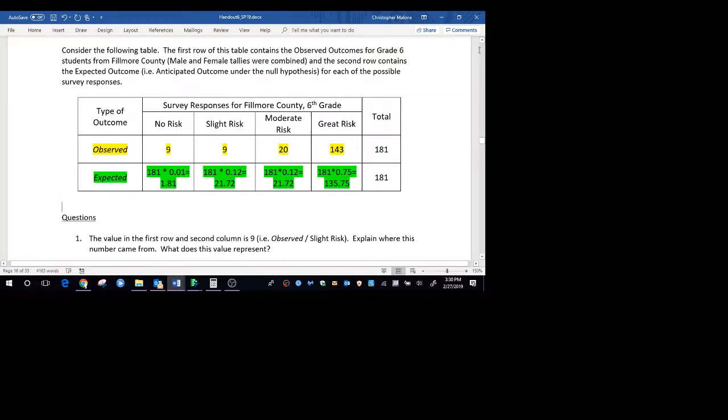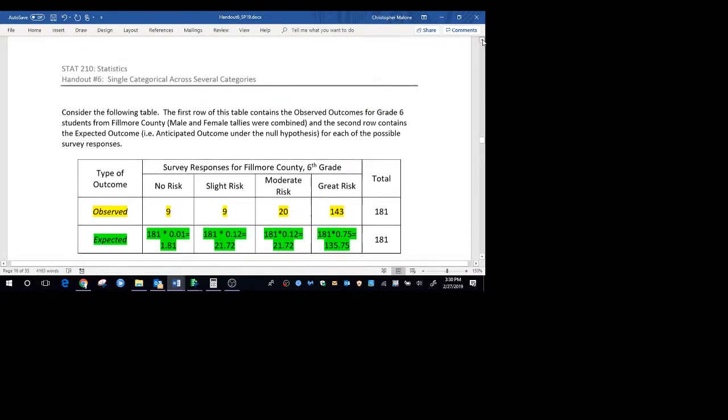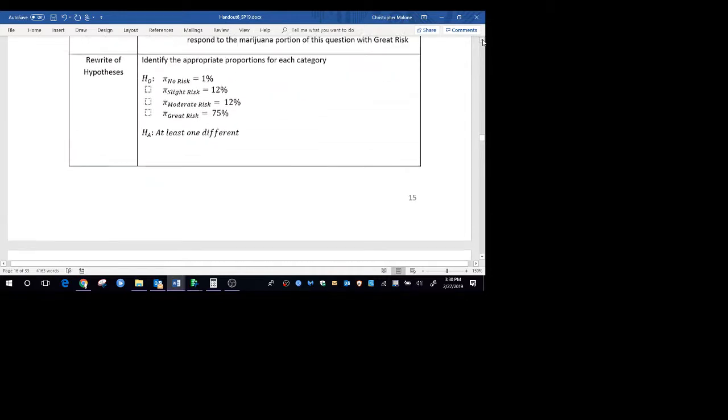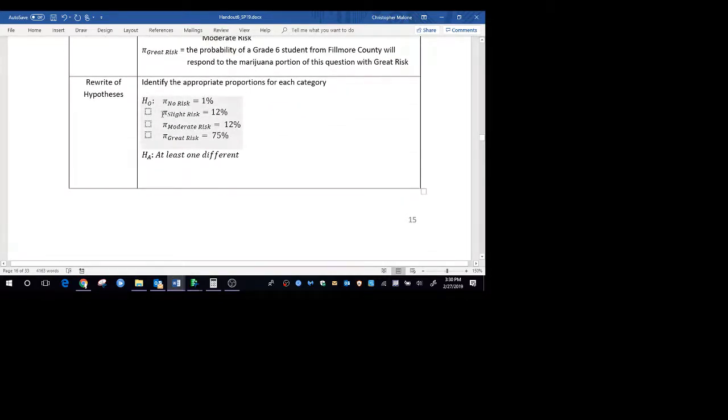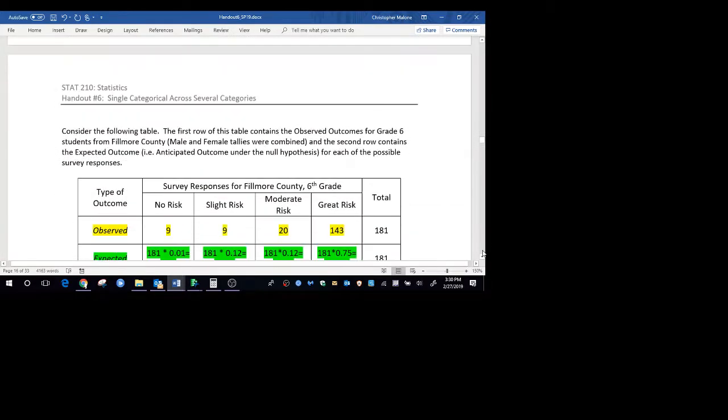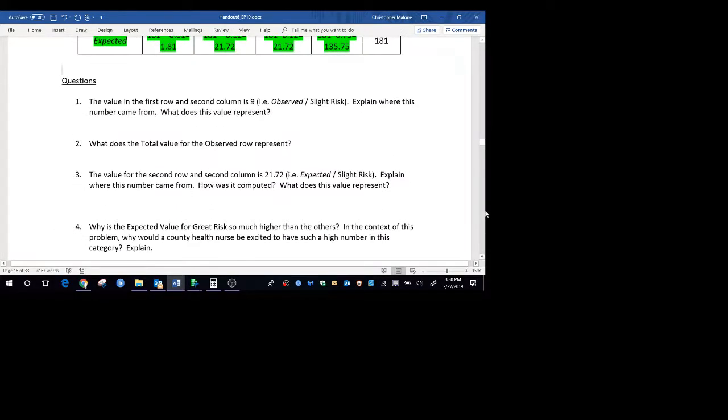Again, those expected quantities and also the reference distributions are going to be obtained or computed under the null hypothesis. I will let you answer those questions there on page 16.